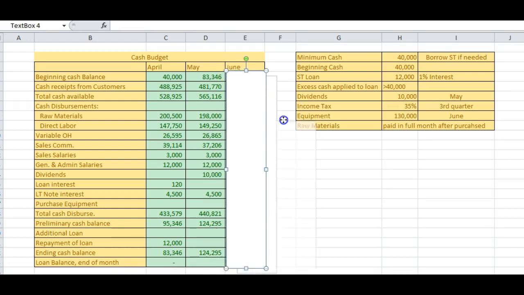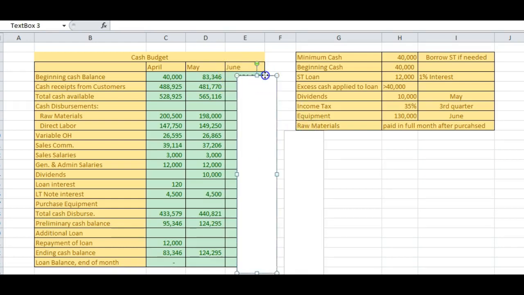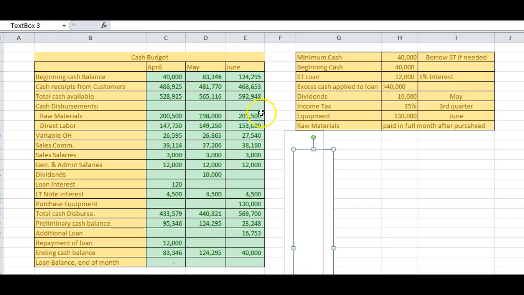Now for June, let's get all this out of the way. Again, you start with that balance. You take your receipts, gives you your available. Looking at all the other budgets, you plug that in. You had no dividends and you had no loan interest, short-term loan interest. But if you come over here, you find out you have budgeted for June to buy $130,000 worth of equipment. So that gets plugged in.